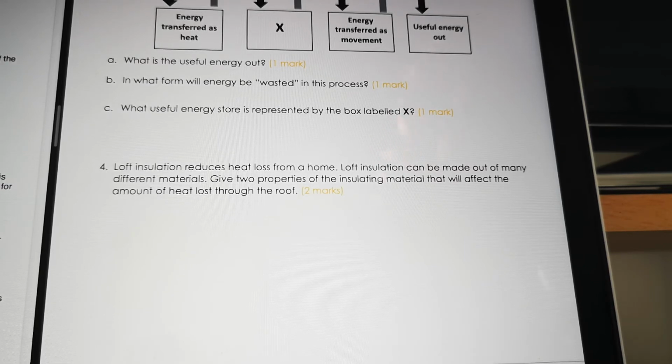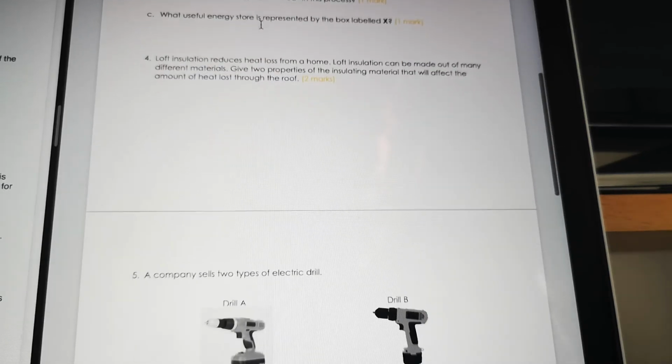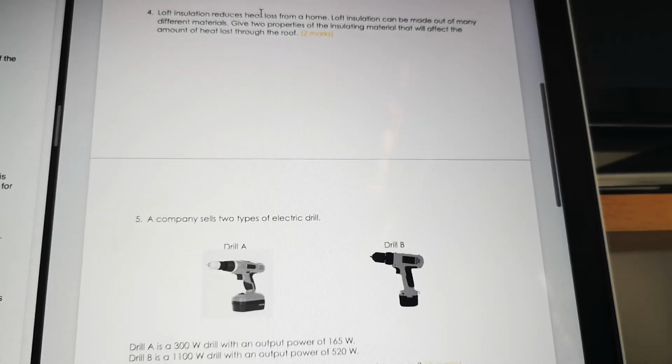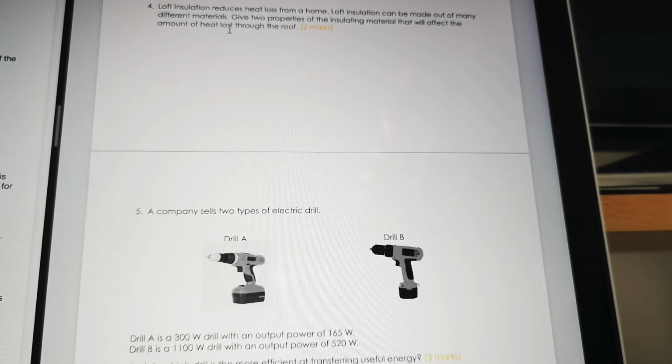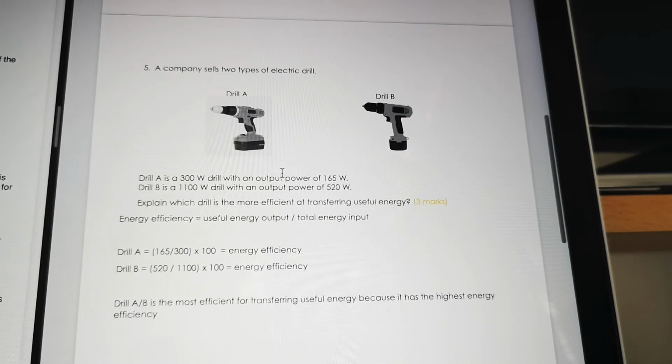What useful energy store is represented by labeled X? You look this up, you might find it in a PowerPoint of this week or last week's one. Loft insulation, this one will be on the PowerPoint as well. Then there's this equation here.